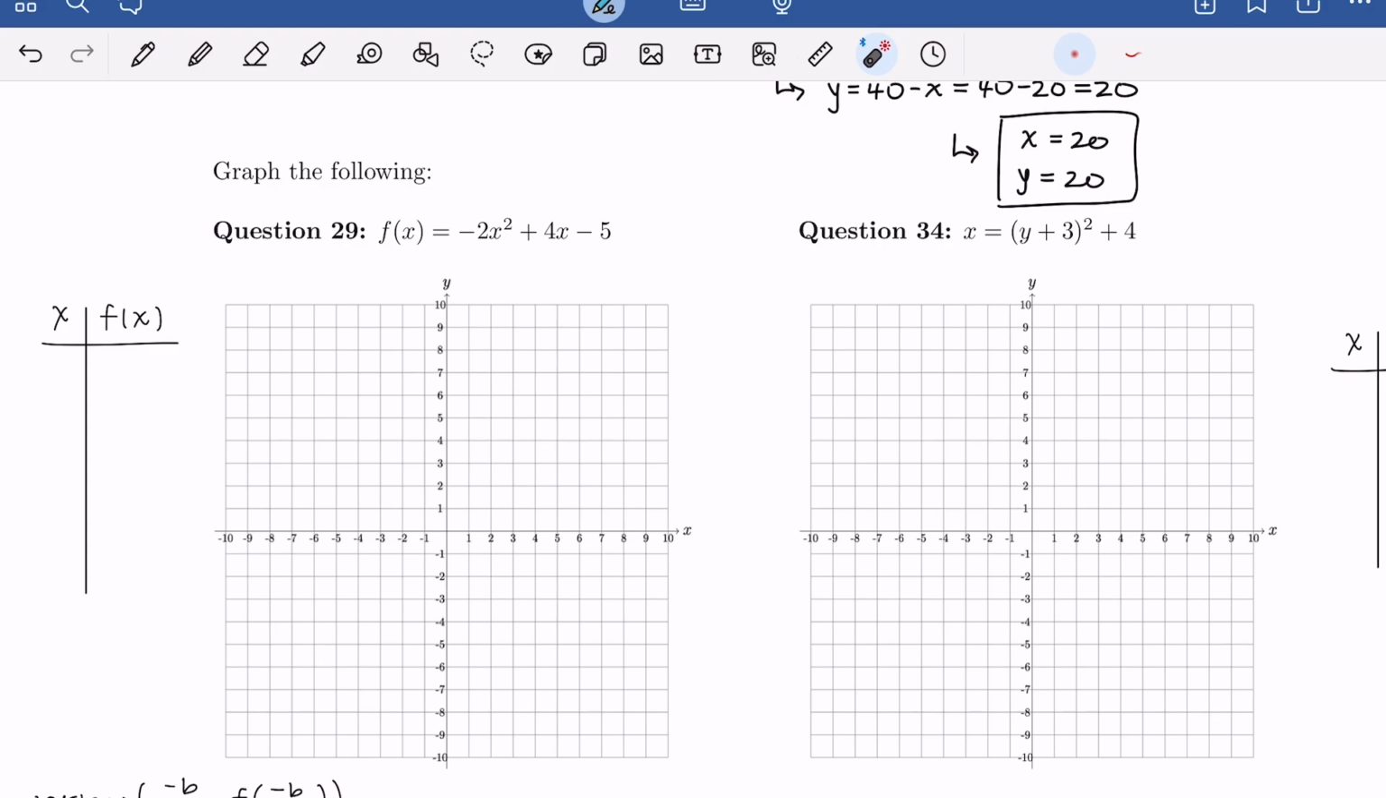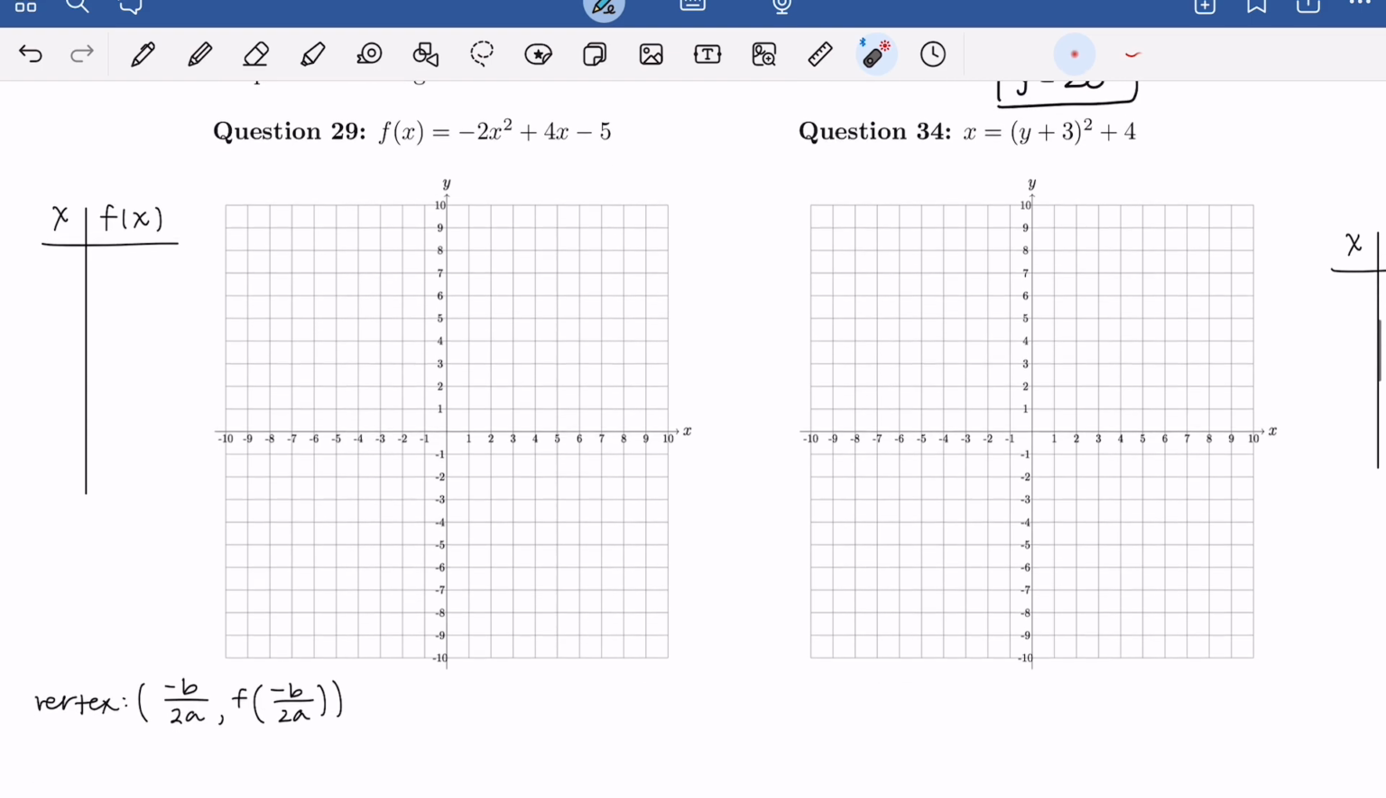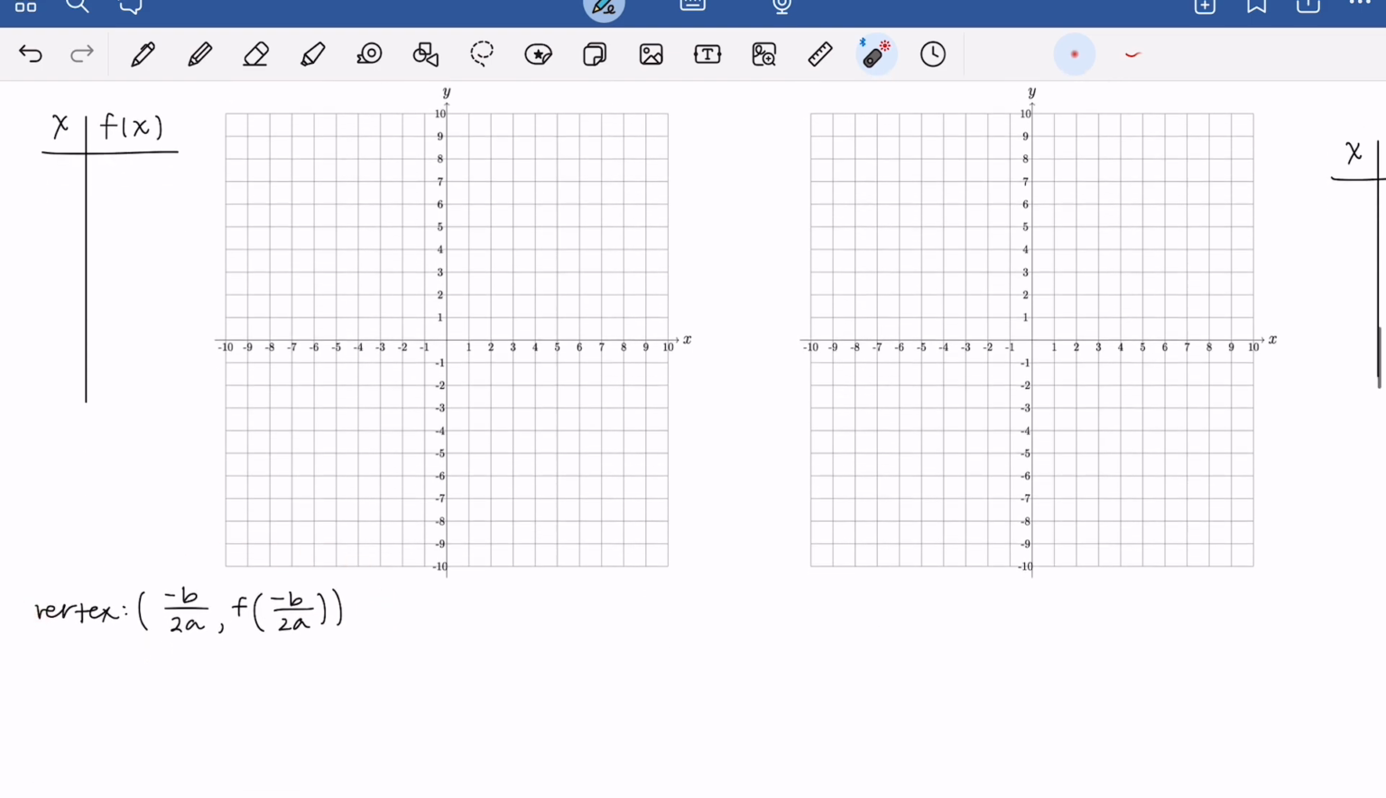All right, so for the last two questions in this section, we're going to be graphing parabolas. So we're going to start with question 29 here. So we want to graph this guy. Now the first thing that we're going to want to do when graphing parabolas is figure out where the vertex is. Now we could complete the square like we saw in the first example in this section to find the vertex, or we can use our vertex formula, and that's what we used in the last example. So for this one, we're going to use our vertex formula, which is written right here.